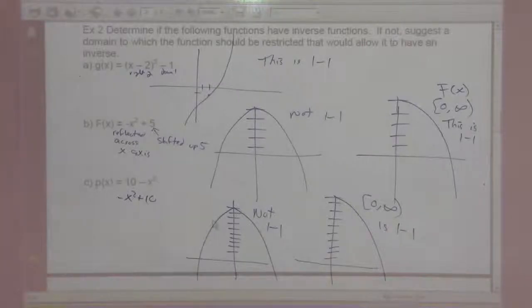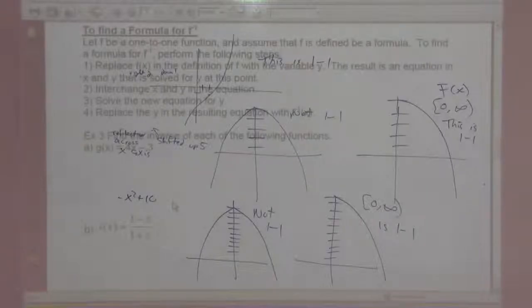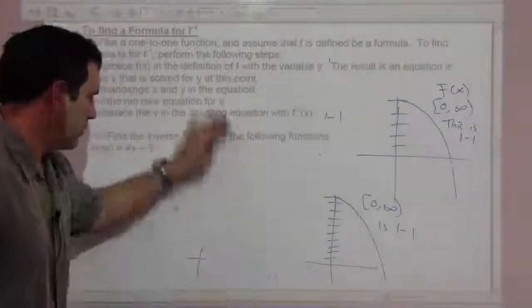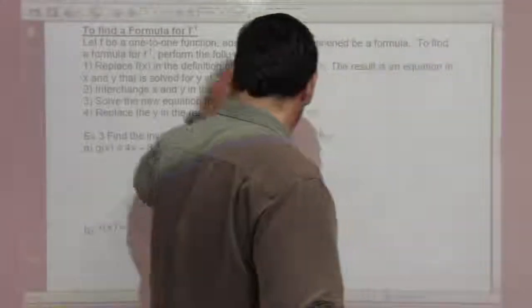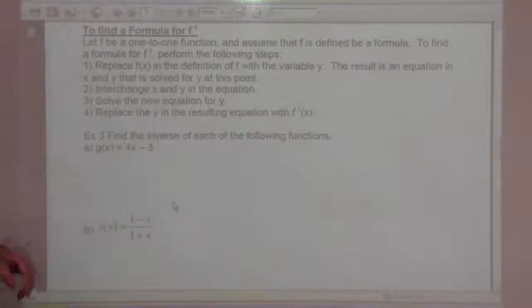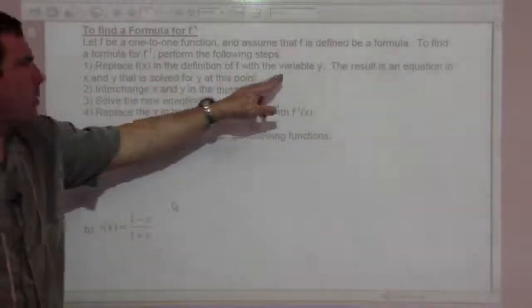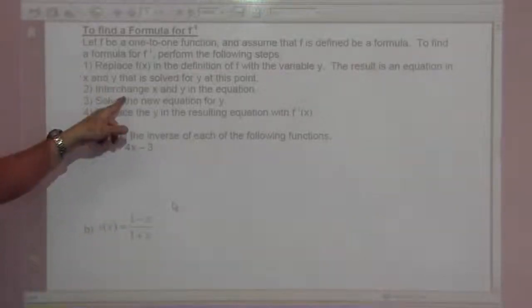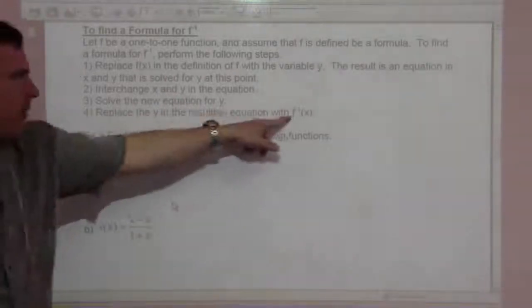I'm going to go on to page 3 here. To find a formula for f inverse, this is kind of fun. Let f be a one-to-one function and assume that f is defined by a formula. To find a formula for f inverse, perform the following steps. You replace f of x with y, and you get an equation with x and y. Interchange the x and y, solve for y, replace y with f inverse of x.